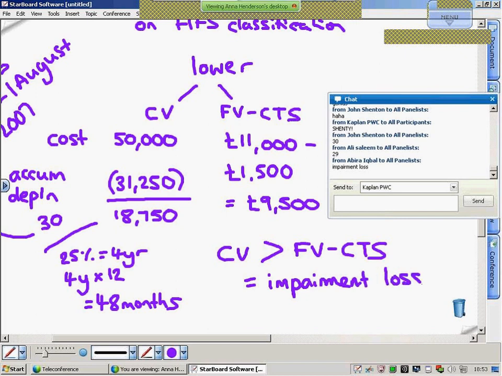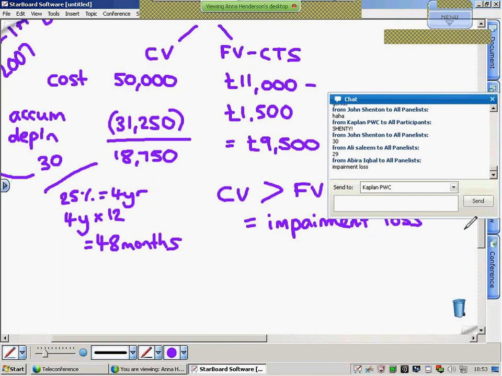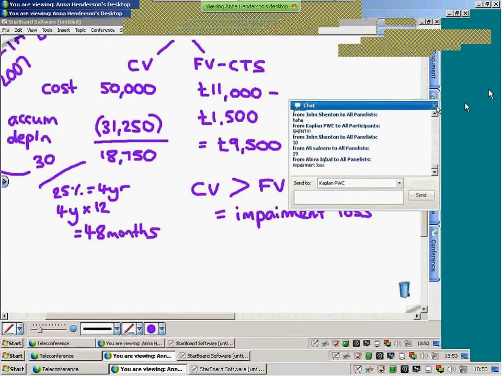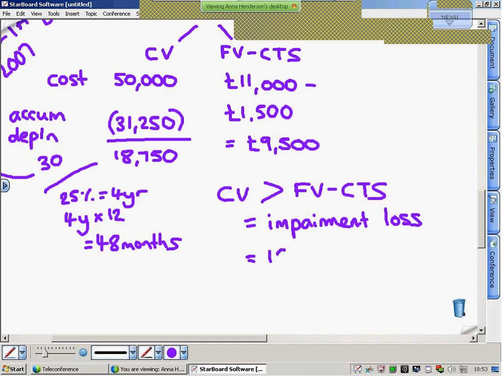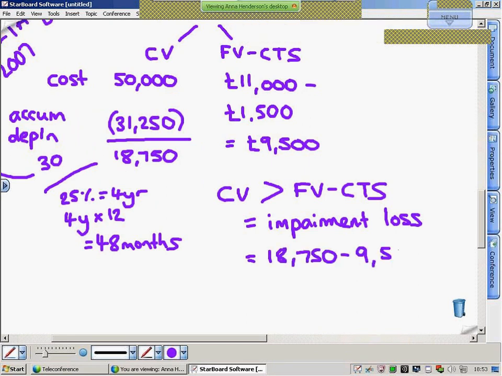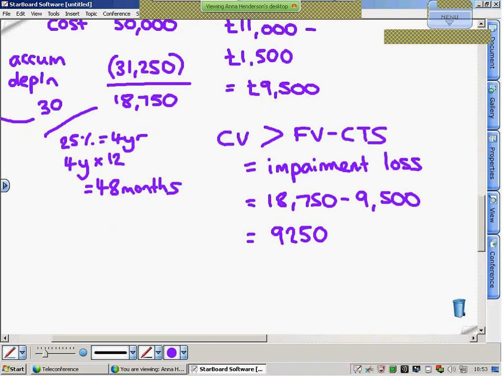Impairment loss, therefore, is going to be the difference between 18,750 and 9,500, and that would be 9,250. And so we know that 9,250 is going to go in your new note.